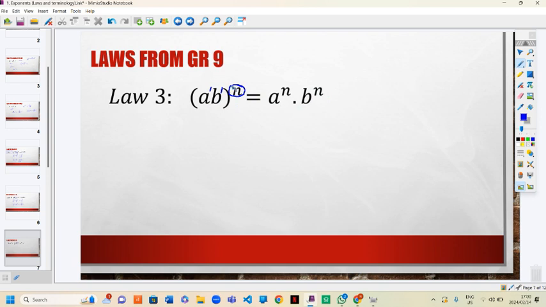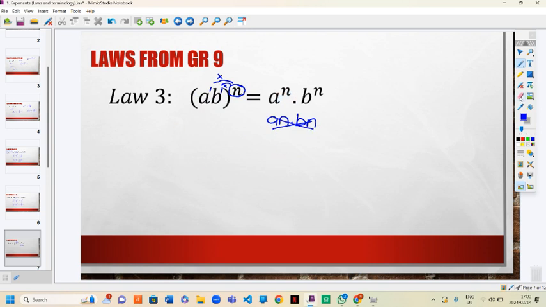So all I did was I just multiplied n over there. I'm only multiplying. What am I working with? I'm working with exponents. So I'm only multiplying exponents. I'm not multiplying this a with the n and getting an a n like that times b n. No, I'm not doing that. That's wrong. I'm multiplying the exponents.